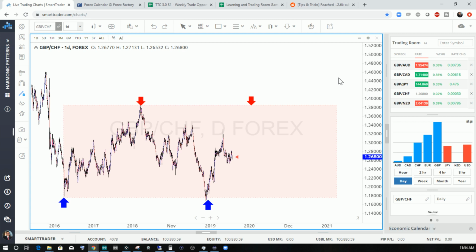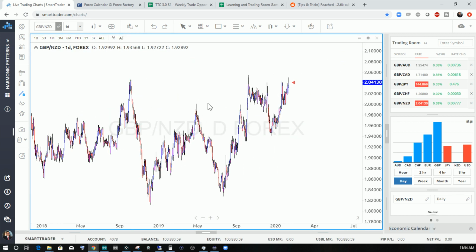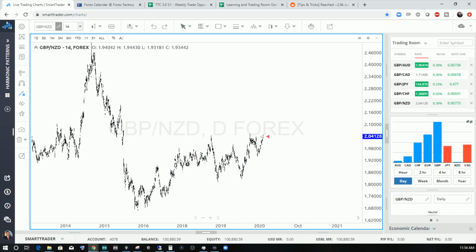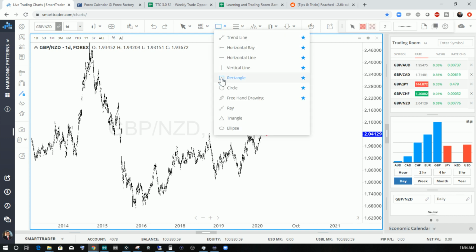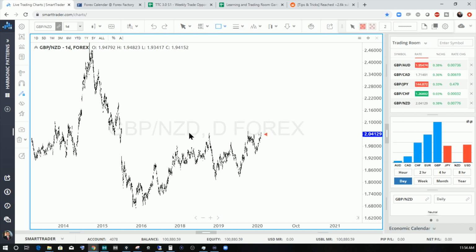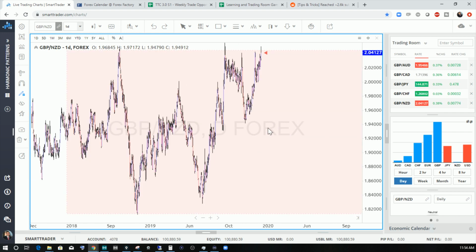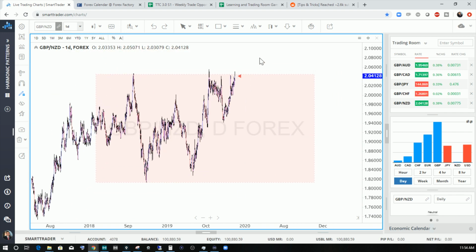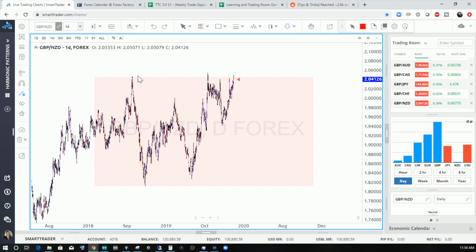Pound New Zealand dollar. Let's take a look at that. We've got consolidation right here. We're right at the top in Pound New Zealand dollar. And if that's the case, that's resistance. Now we're looking for support. Didn't quite get the support there, so we're looking for price to come back down to support.